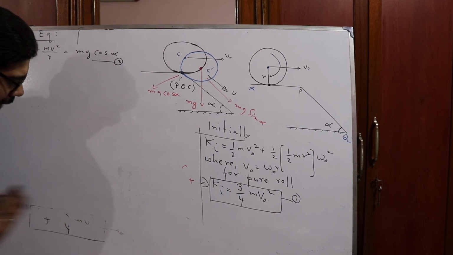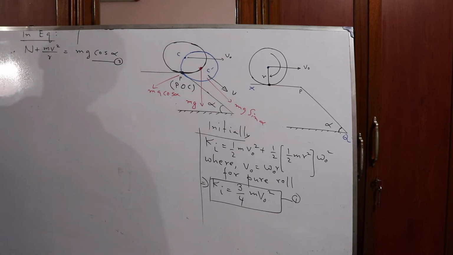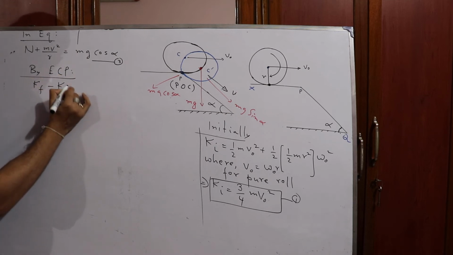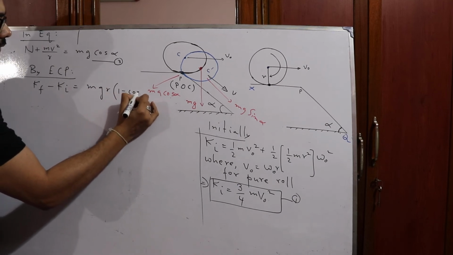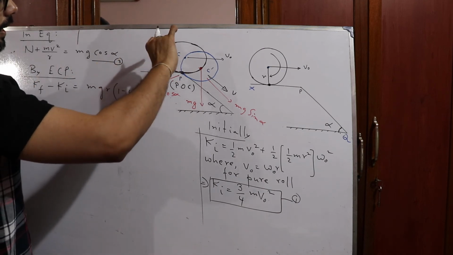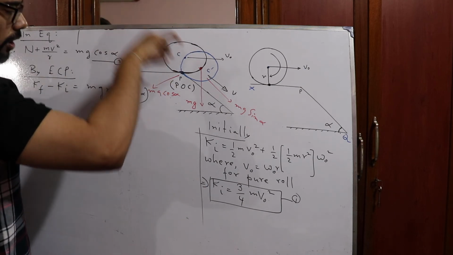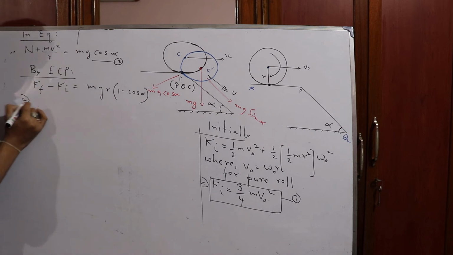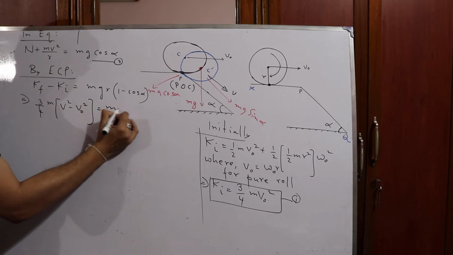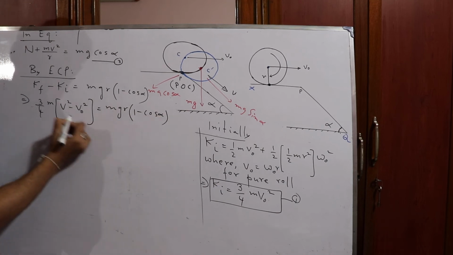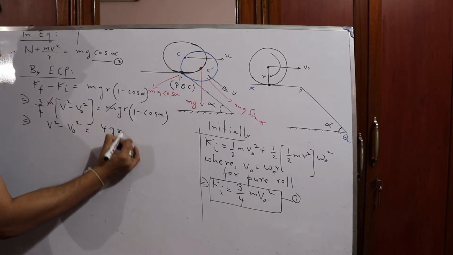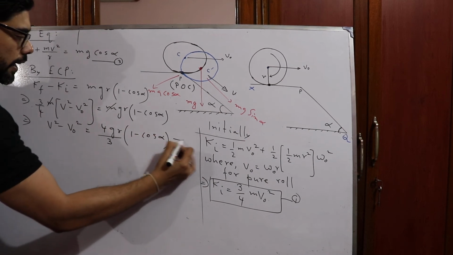So now, by ECP, which means energy conservation principle, we can write Kf minus Ki equals mgR into (1 minus cos alpha). There you saw that the loss in gravitational height was R into (1 minus cos alpha). So Kf was 3 by 4 m (v square minus v naught square) equals mgR into (1 minus cos alpha). You can cancel off m. So from here we get v square minus v naught square equals 4gR by 3 into (1 minus cos alpha). This is my equation 4.